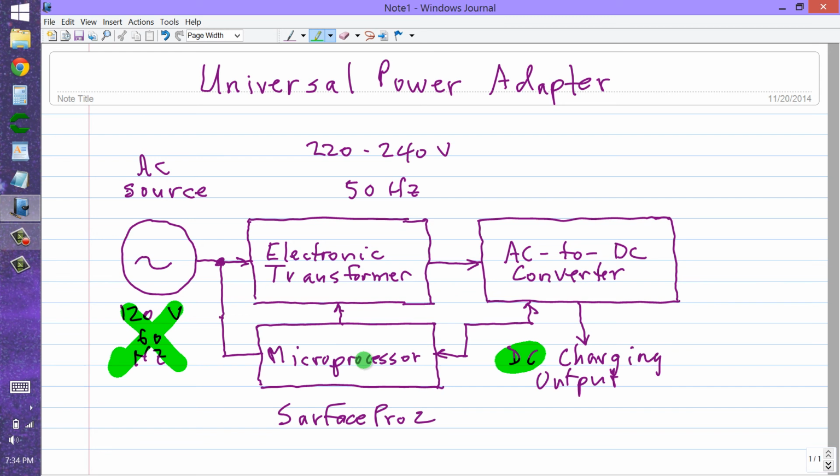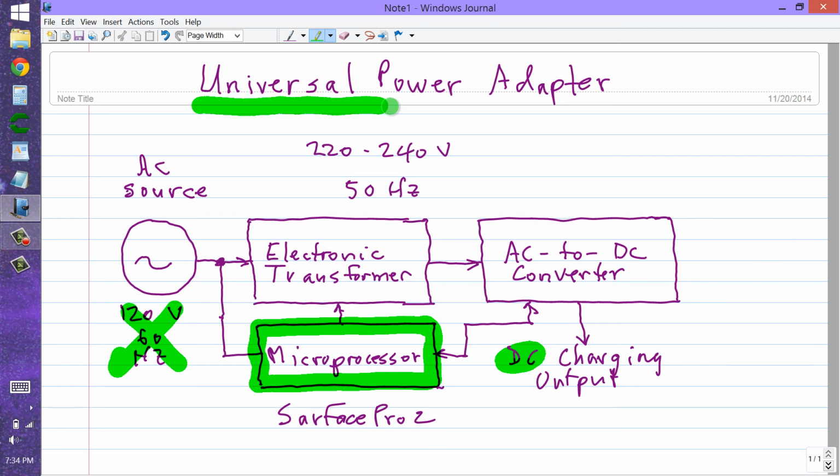That, I think, is the core of this device. It's a smart device, and the reason is it's a smart microprocessor. That would be my approach to designing a universal power adapter. But as I've said, I don't really know the proprietary designs of various manufacturers out there, and I suppose they don't want you to know either.